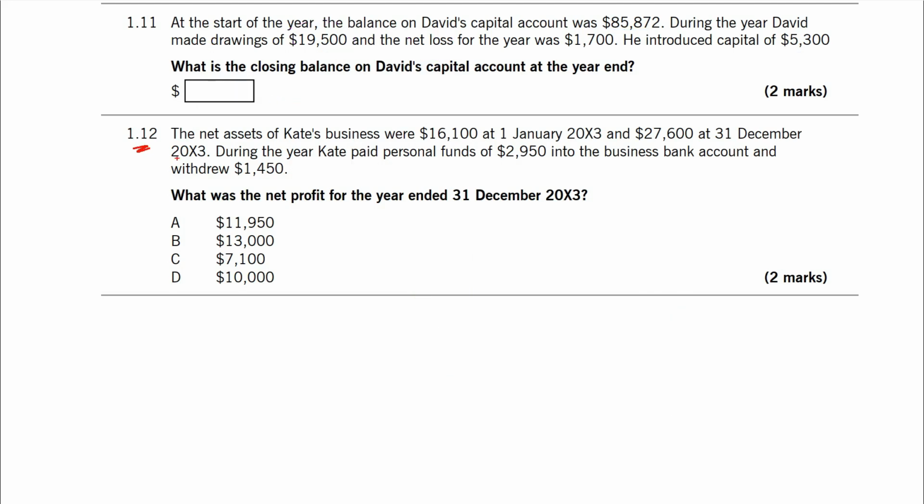Next we have question number 12. What was the net profit for the year ended December 31? The net assets of Kate's business were this amount at 1st January 2003. That means these are the net assets or capital at the start of the year. So it is our opening capital. And this at 31st December 2003, that is, at the end of the year. So it is our closing net assets or closing capital.